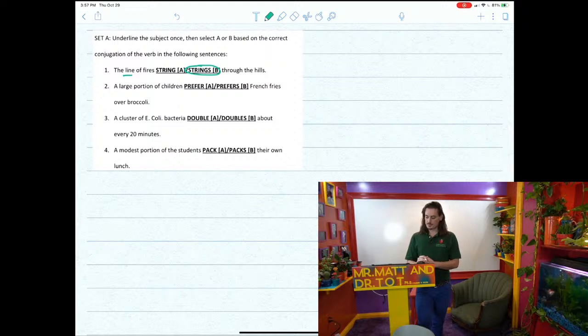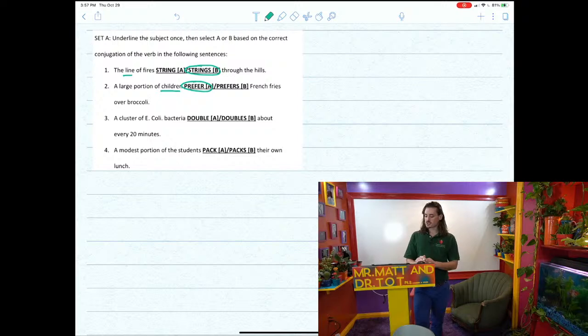Number two, a large portion of children prefer or prefers French fries over broccoli. So here, a large portion indicates a portion, so we're guided by the word after the preposition of, which is children. Children is plural, so we need a plural verb. Plural nouns usually do end in S, so plural verbs usually will not end in S. So we want the plural verb prefer. A large portion of children prefer French fries over broccoli.